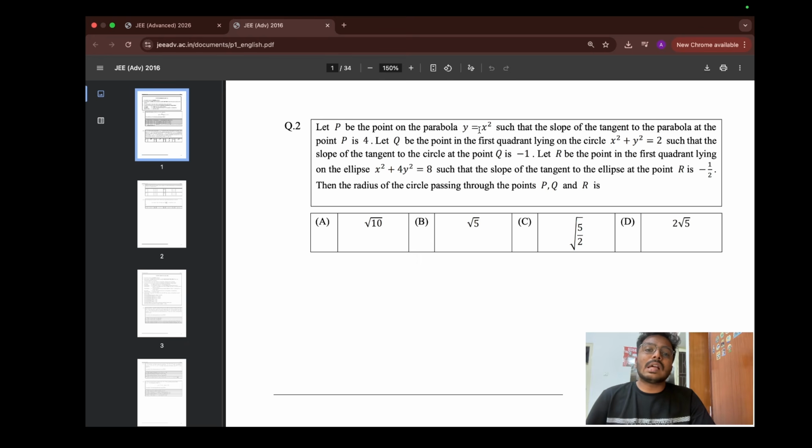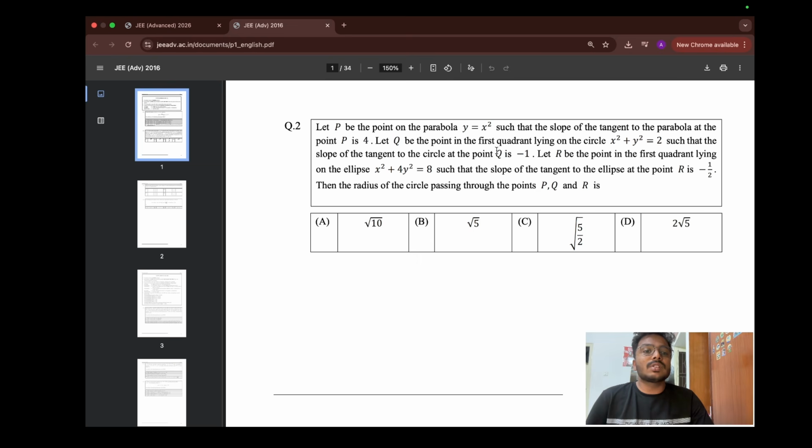Just by looking at the question, you will be able to figure out the point P. The derivative of y equals x square is simply 2x, and when you equate 2x to 4, you get the x coordinate as 2 and the y coordinate as 4. So the point P is (2, 4). Now the second thing is the point Q.